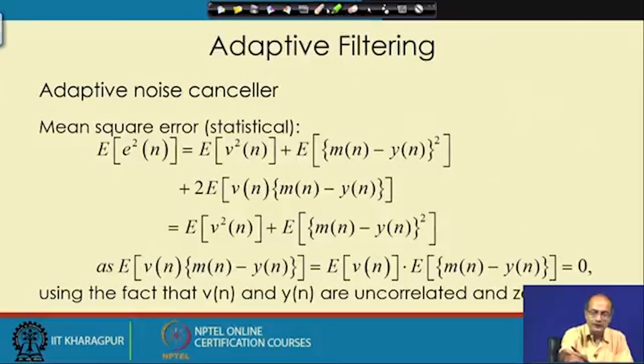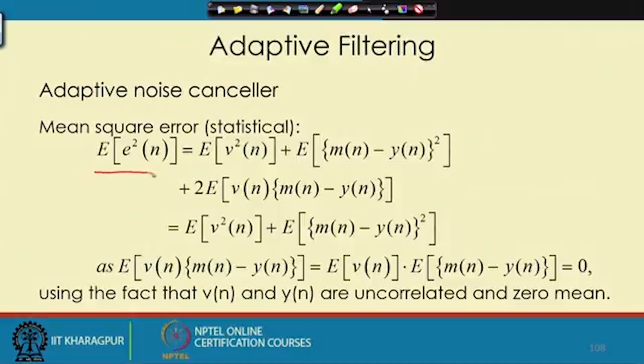So, now let us look at that form more closely. As we know, in the case of an optimal filter, when we talk about optimality, we need to say what is the sense of optimality, and once again that sense is that we are trying to minimize the mean square error. So, let us look at the expression of the mean square error.